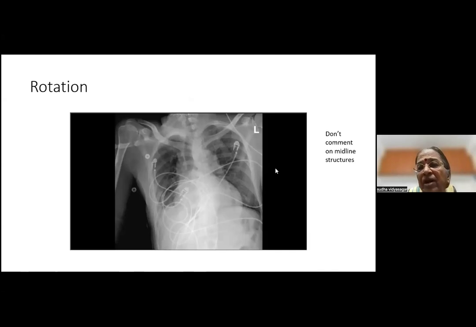rotation. Whenever you have a rotation, please remember that you should not comment on any midline structures. See this X-ray, for example, this must be an ICU X-ray where the leads are there, and you can see one clavicle here, one clavicle here. That is the spine. So you're looking at the distance between the spine and the clavicle, and obviously this is very close and this is very distant. The trachea looks shifted to the right, but you can't comment at all because it's a totally rotated X-ray. Any midline structure like the heart or the trachea cannot be commented upon if there is a rotation. So before you say something is shifted or not shifted, look for the rotation correctly. So these three are your basic parameters.